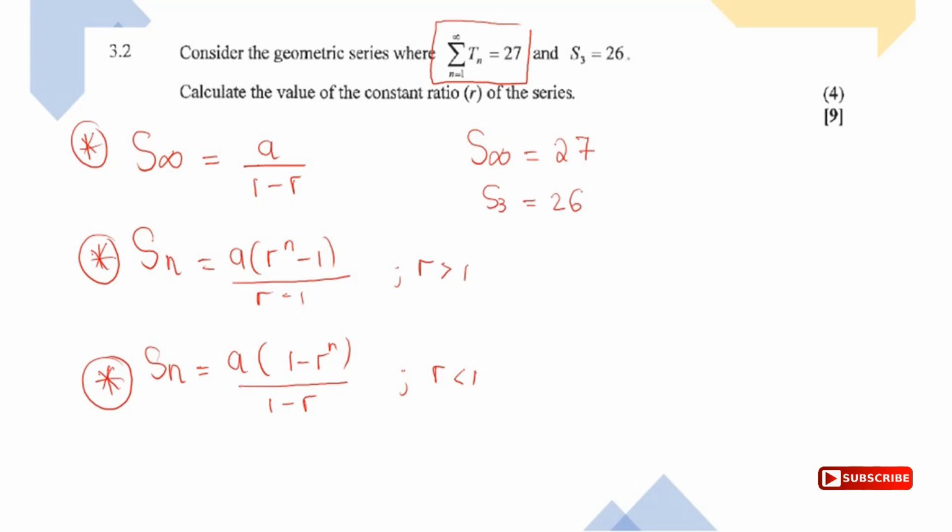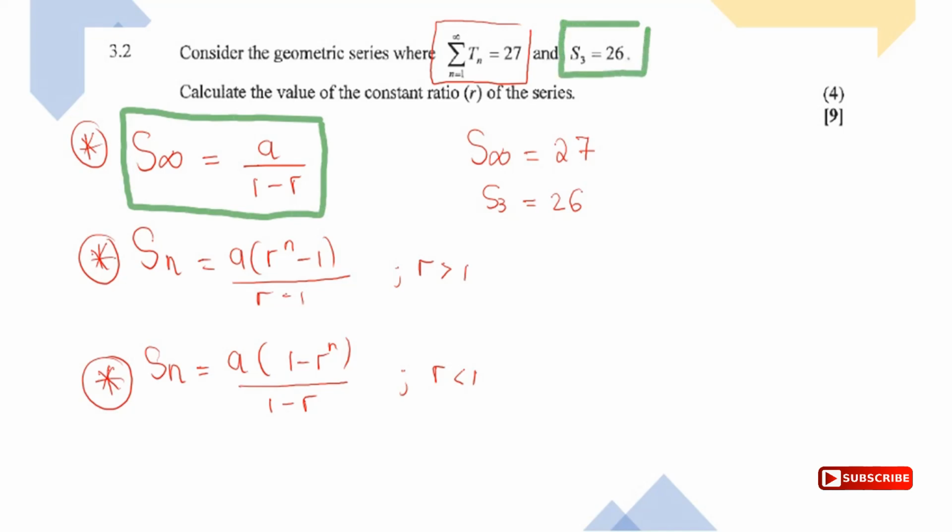How are we going to work with these equations to help us calculate the value of our constant ratio, right? So we already know that we are most definitely working with this equation because we know that the sum of a geometric series that goes on to infinity is given by that formula, right? And then for the next step, where we are going to substitute the value of S3, which is equal to 26, we can either use this equation, or we can use this equation, right? So it's up to you.